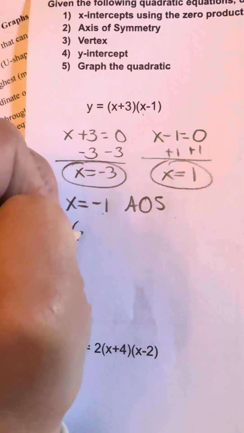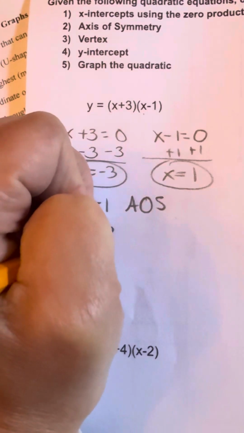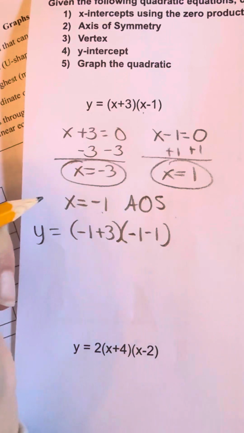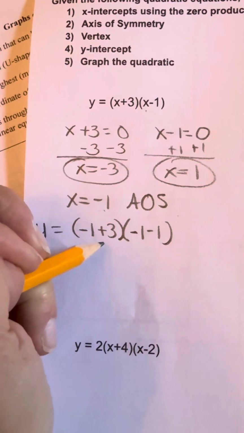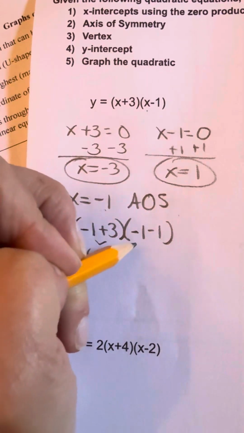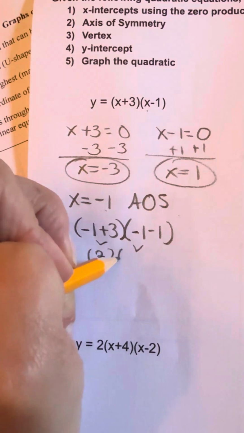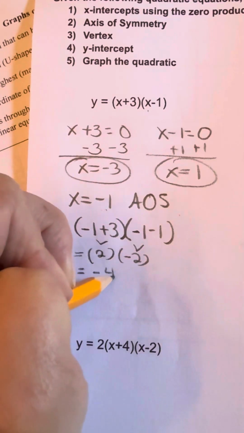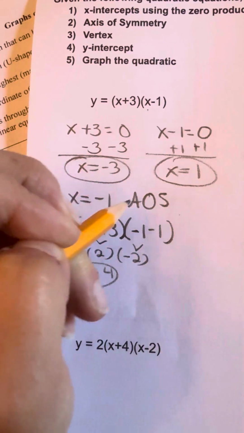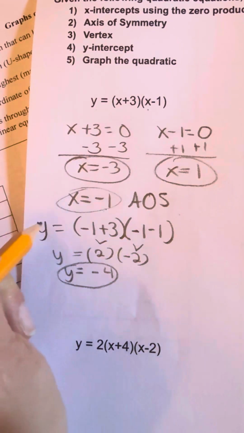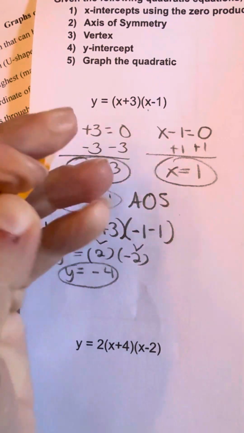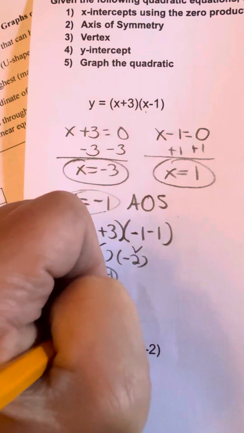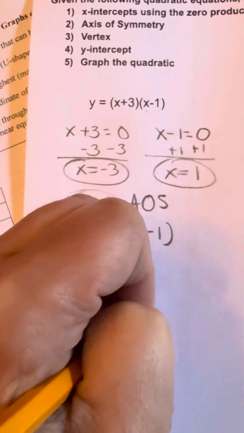So we're going to substitute in -1 where x is, and we're going to put that there. We're going to do it over here as well. So -1 plus 3 is a 2. And then here, -1 minus 1 is a -2. And that means that my y coordinate for the vertex is -4. So we have -1 for my x coordinate from the axis of symmetry and that -4 for the y coordinate. So that vertex is going to be graphed at -1, -4.